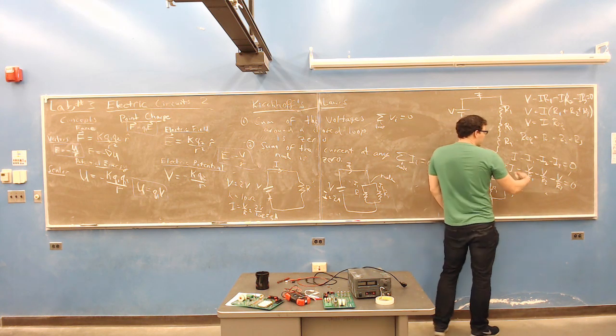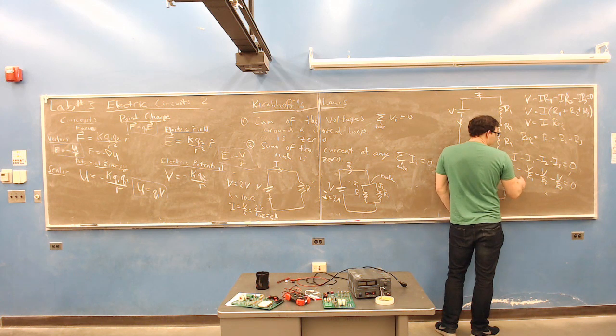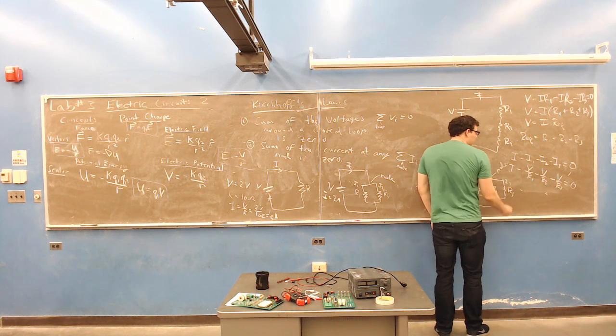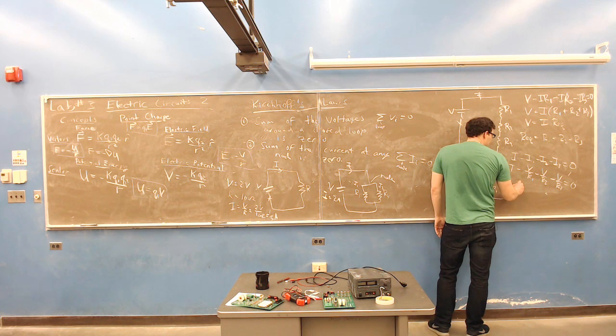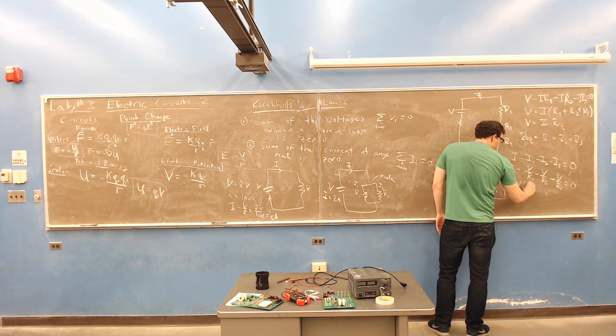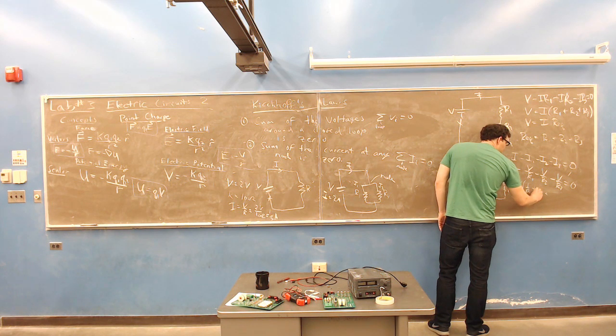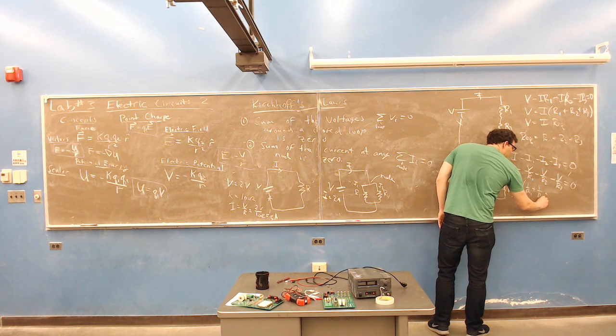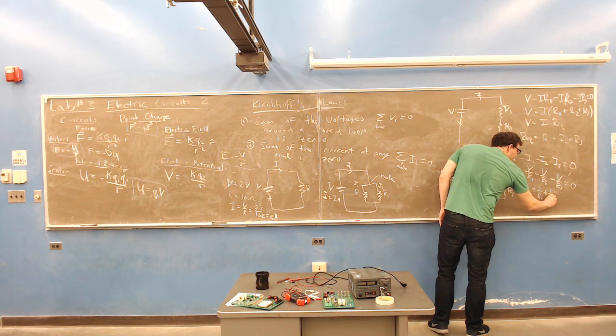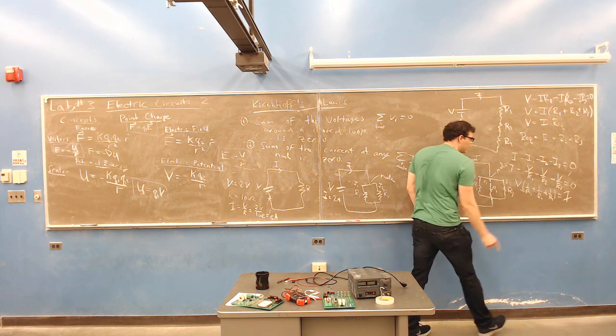All right, so I'm going to do a couple steps of algebra. I'm going to move the I to the other side and factor out this common factor of V. And I get V times 1 over R1 plus 1 over R2 plus 1 over R3 equals I. Is that right?